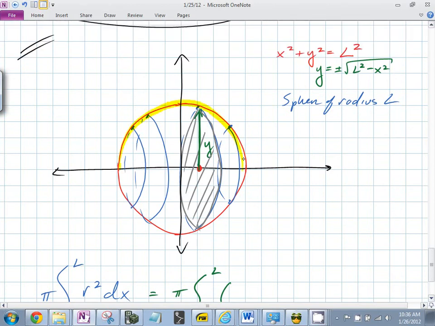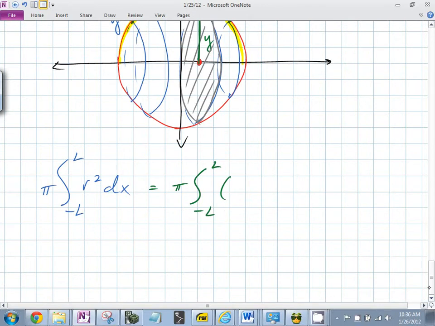It's the square root of L squared minus x squared. So that right there is our radius of the circle. The square root of what? L squared minus x squared dx. Can we integrate that? Absolutely.